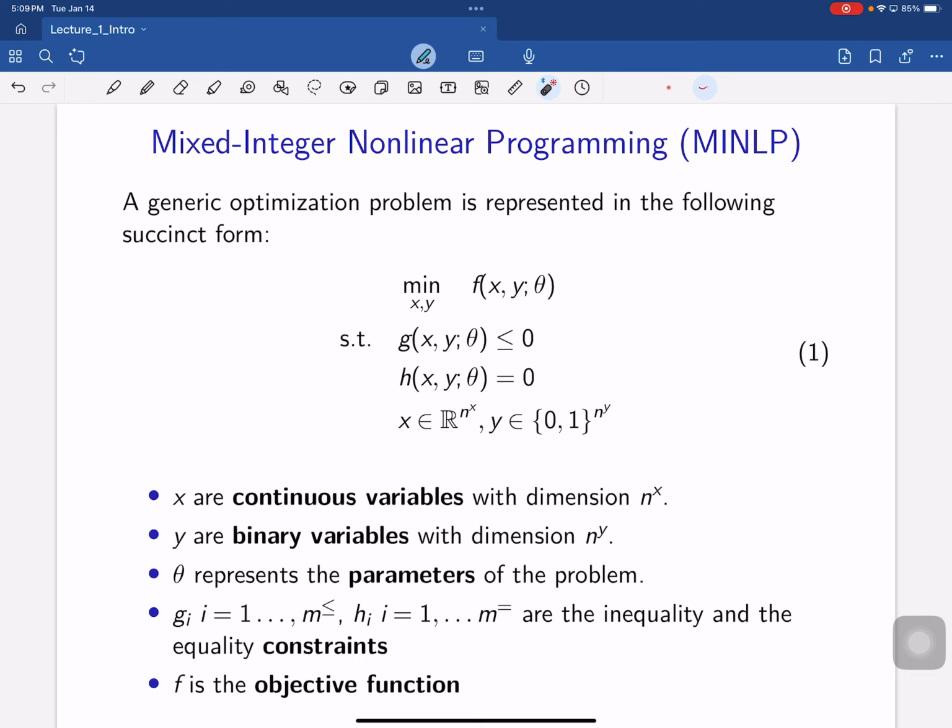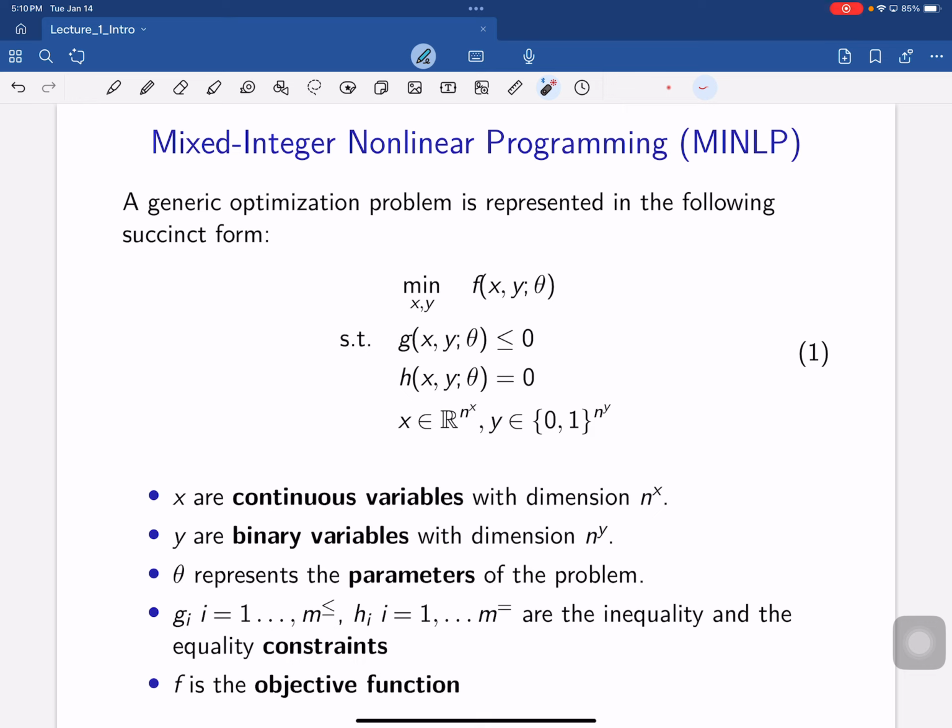And the h denotes all the equality constraints. So we will use 1 all the way to m superscript equality to denote the equality constraints. And f is the objective function. In the first example, f is a quadratic function. We are taking the least square problem. And in the last 2 examples, f are linear functions. The knapsack cost and the diet cost are all linear functions of the decision variables.